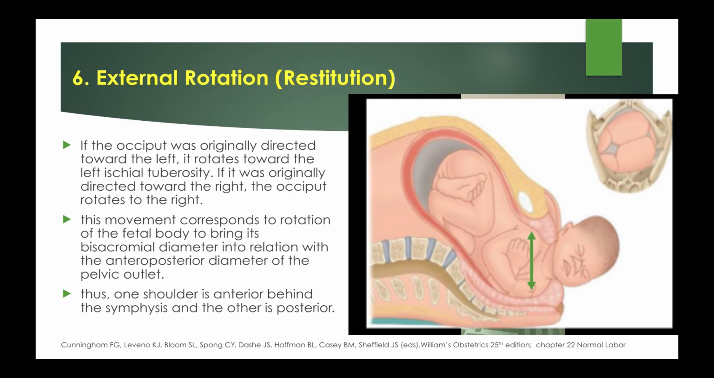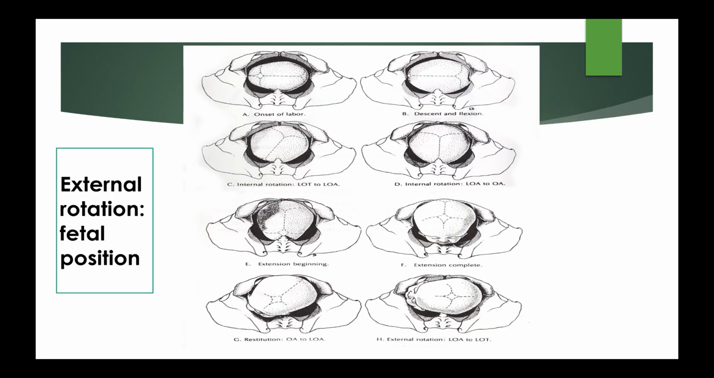Now, can you just imagine if restitution did not happen? So, the bisacromial diameter of the baby will be transverse or in transverse axis in relation to the AP diameter of the pelvic outlet. And that will be more technically difficult to deliver the rest of the baby's body. Now, the fetal position at the end of external rotation is, as you can see in this picture, occiput transverse.